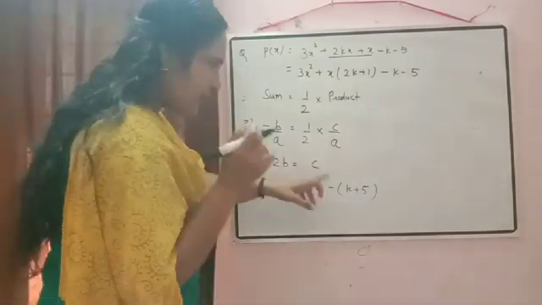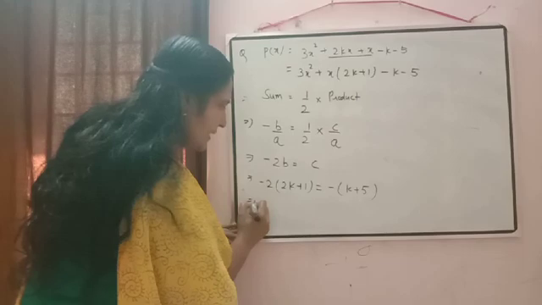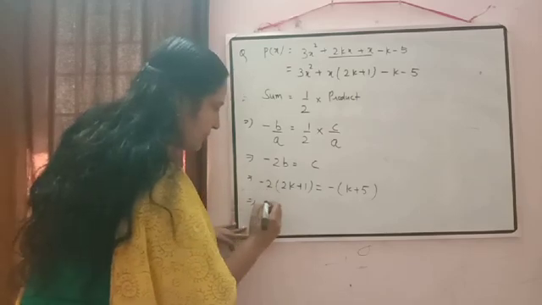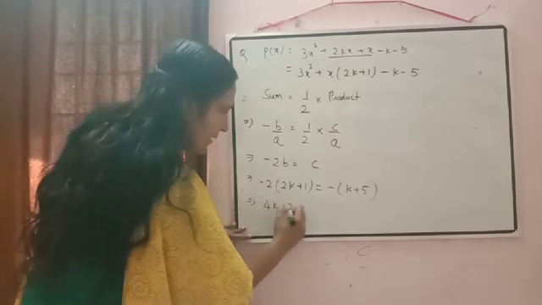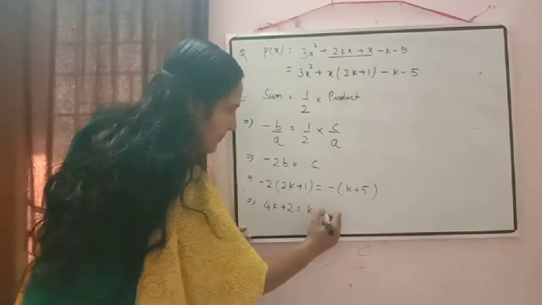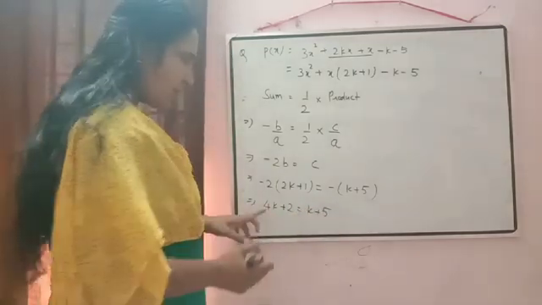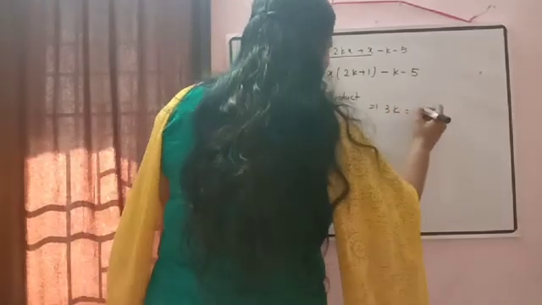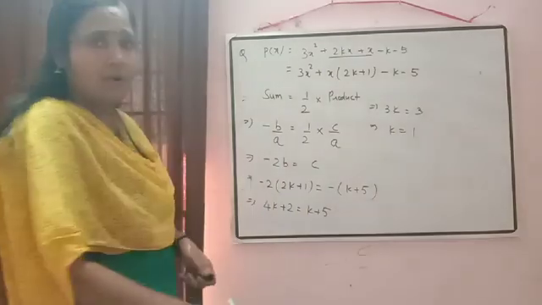Now just to check, negative sign will get cancelled here. Remaining we can multiply. 2 2s are 4k plus 2 is equal to k plus 5. So 4k minus k, we will get here 3k is equal to 5 minus 2, 3. Then we will get here k is equal to 1.